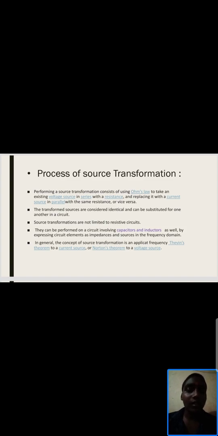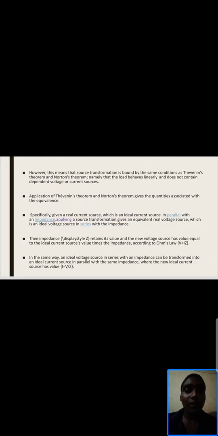In general, the concept of source transformation is an application of Thevenin's theorem to a current source or Norton's theorem to a voltage source. However, this means that source transformation is bound by the same conditions as Thevenin's theorem and Norton's theorem, namely that the load behaves linearly and does not contain dependent voltage or current sources.